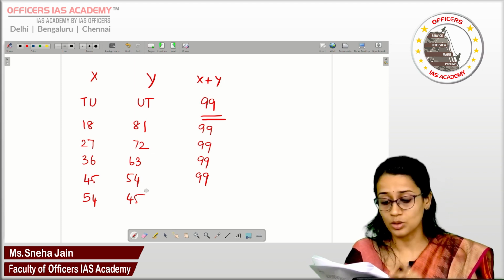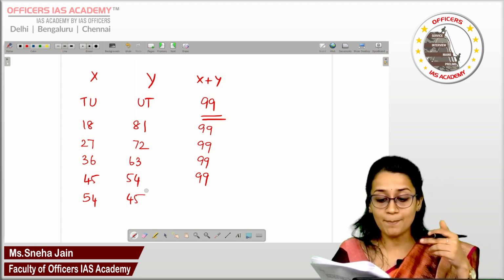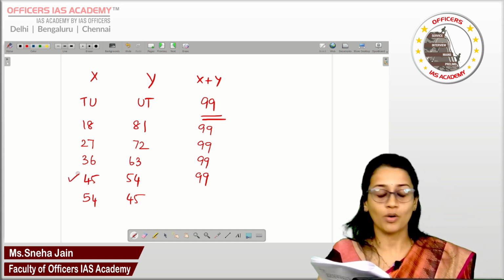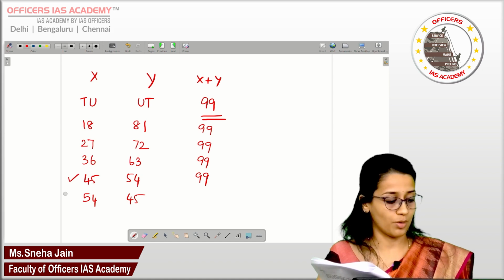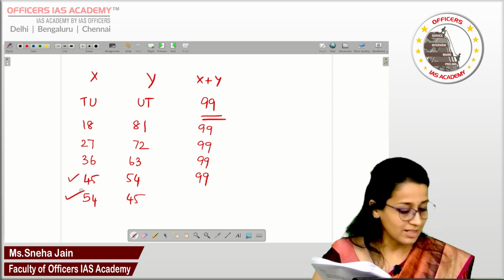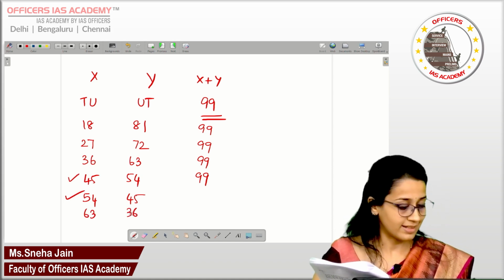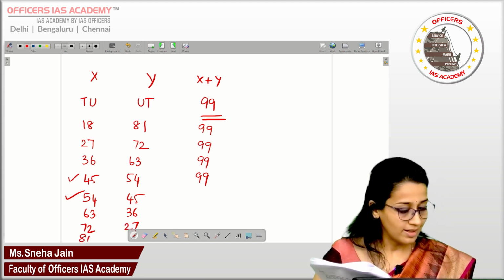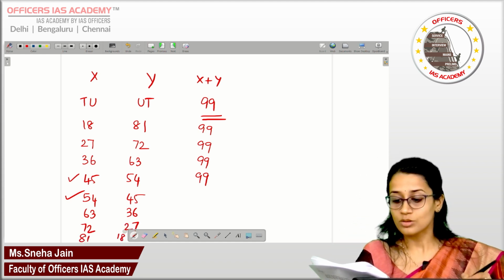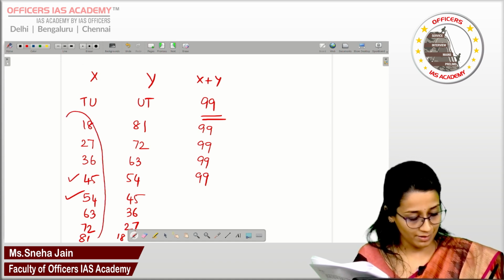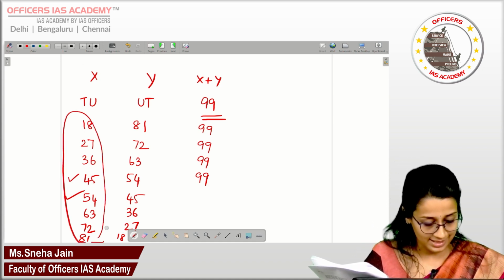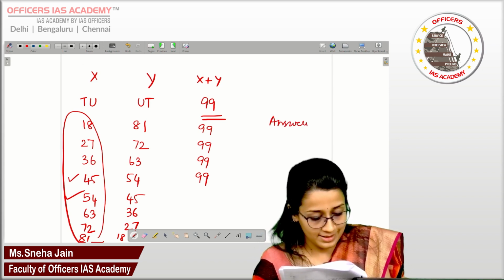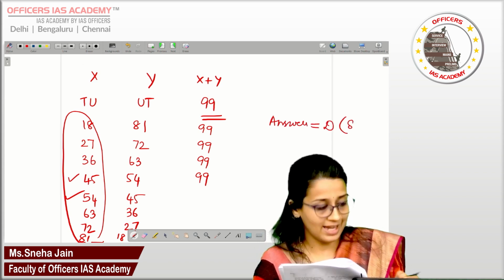But remember, the question is asking me how many possible values of x are possible. So x 45 is also possible, 54 is also possible. Similarly, x is 63 is possible and y is 36. X is 72 and y is 27. X is 81 and y is 18. So the number of possible values of x, if you calculate, are 3, 6 and 8. All right. The answer is D, which is 8.